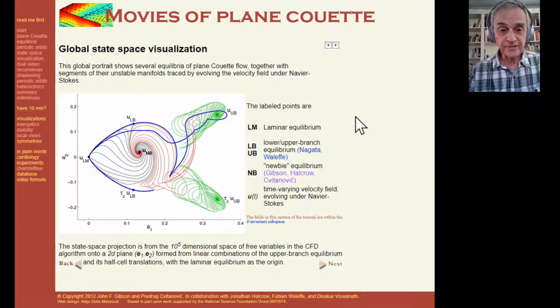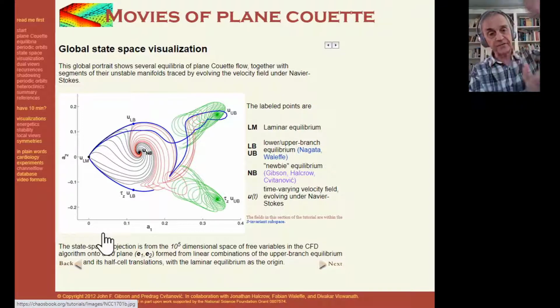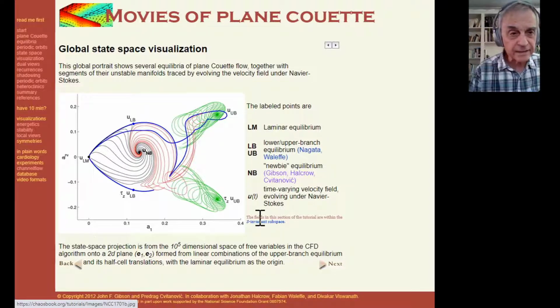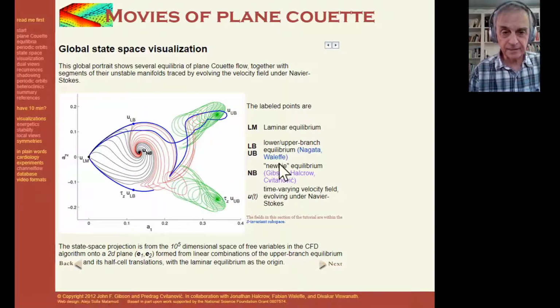So now this answers Domenico's question. The points in this plot are the equilibria we've been studying. So this point here, which we chose to be the origin, is the laminar solution. It's the first equilibrium in these 4 solutions that I showed you.